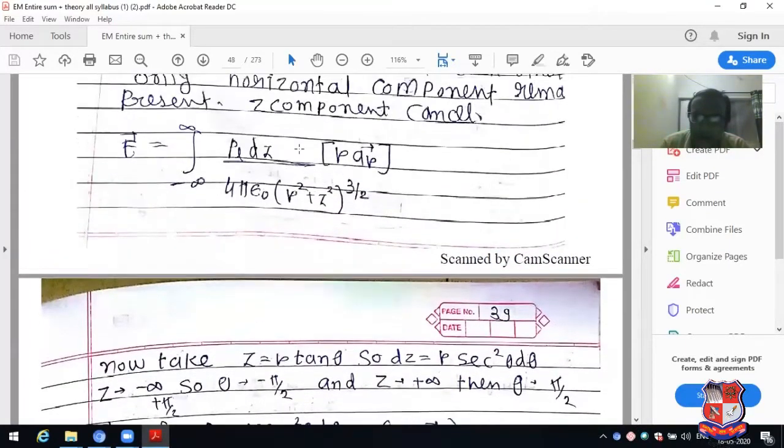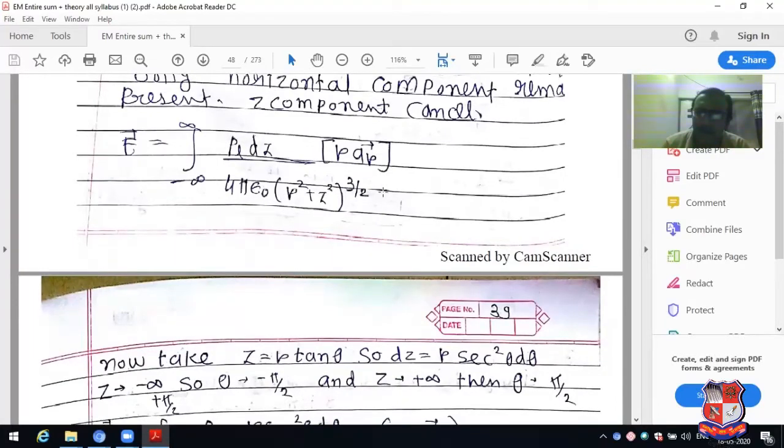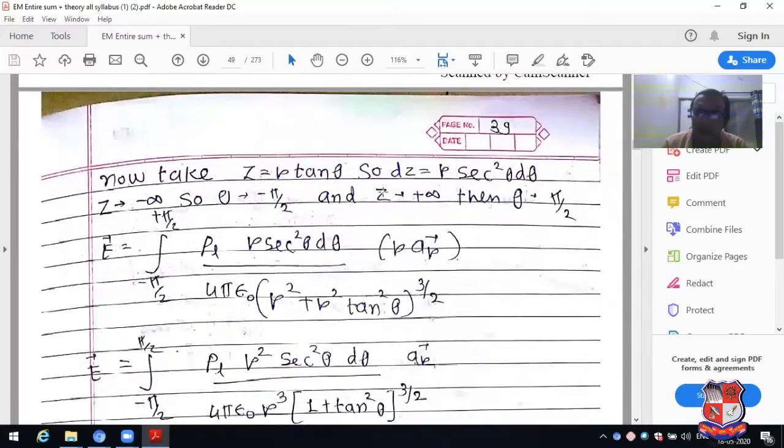R aR, rho L dz upon 4 pi epsilon 0, (R square plus Z square) raised to 3 by 2. Z equal to R tan theta, so dz equal to R sec square theta d theta. So as Z tends to minus infinity, theta tends to minus pi by 2, and as Z tends to plus infinity, theta tends to plus pi by 2. So minus pi by 2 to plus pi by 2.